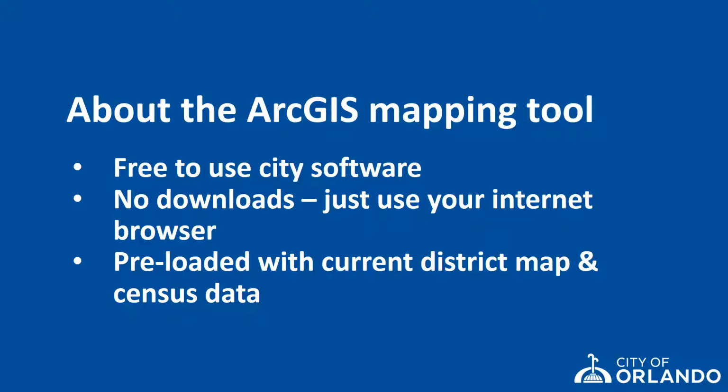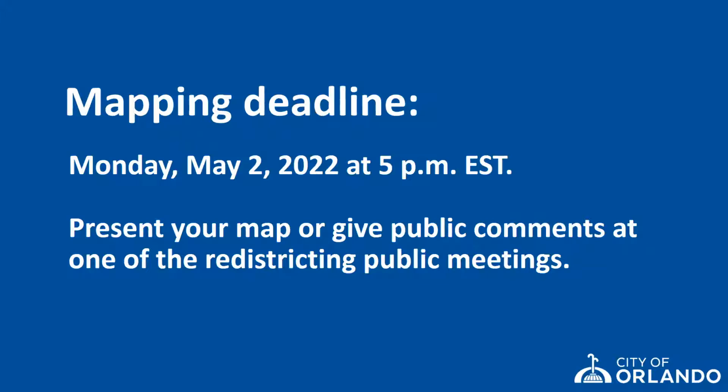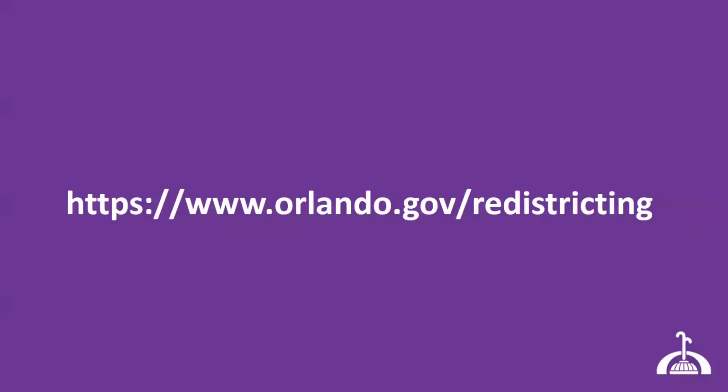If you need help, again, visit that URL, orlando.gov/redistricting. We will have a software guide posted with lots of screen caps, plus a calendar of open houses where you can come in person to get help on the tool. Just as a reminder, your maps are due May 2nd at 5 p.m. And we also invite you to present your maps at one of the Redistricting Board's public meetings. So again, please take note of this URL, orlando.gov/redistricting. And now let's dive into the tool itself.